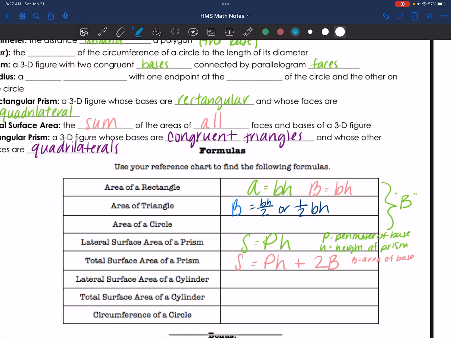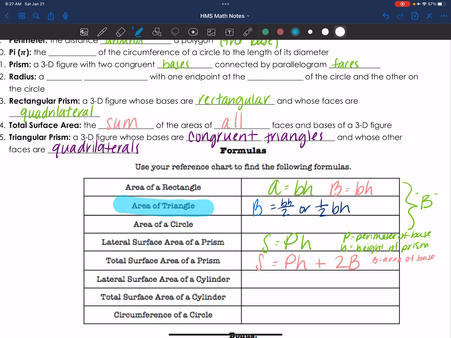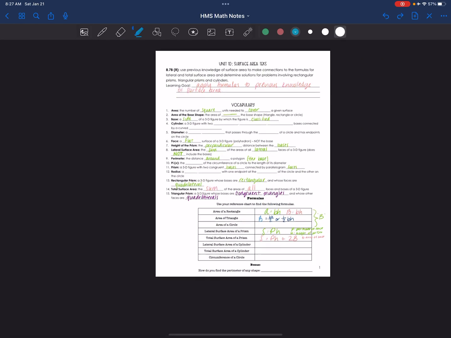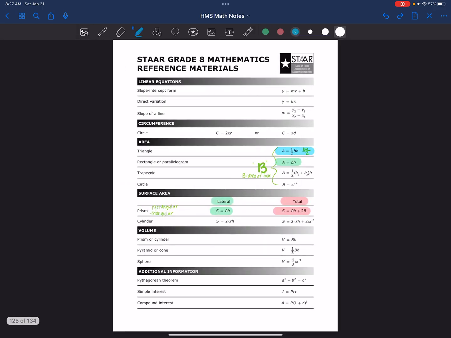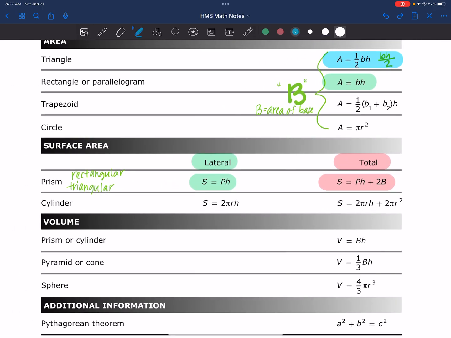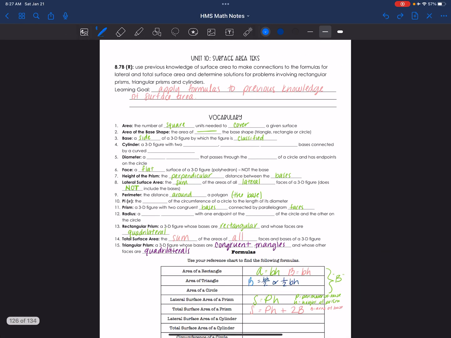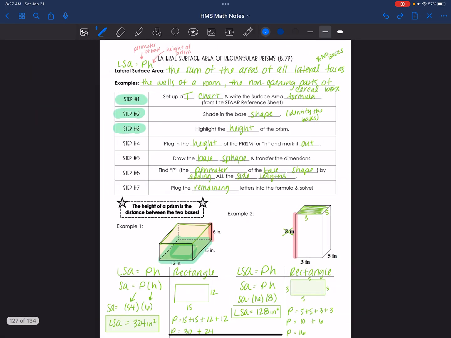Front page is going to be this formula for the area of our triangle. We know it to be area equals base times height divided by 2, or take half of the base times the height. Now I did put it as capital B, and since we are doing total surface area of a triangle, I am going to be using this total formula, which we already have because we did that for rectangular prisms. All right, let's get into it.